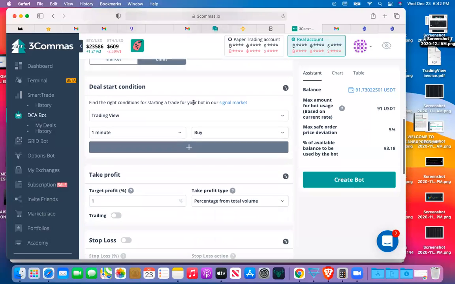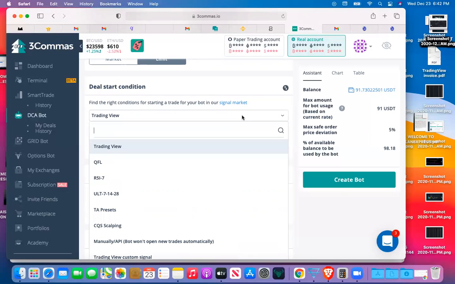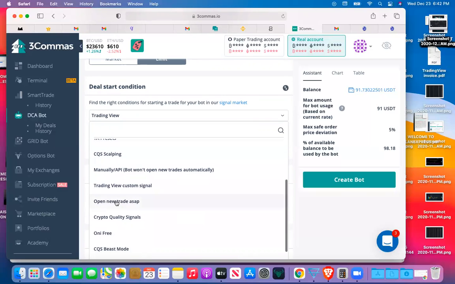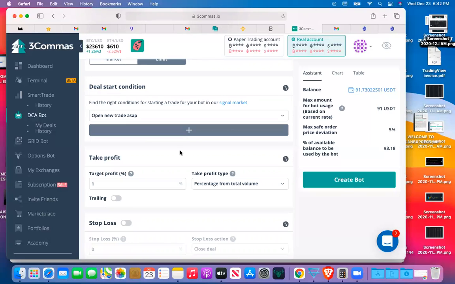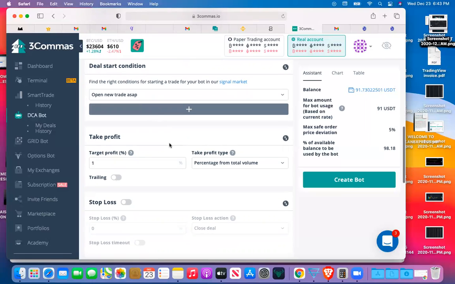Now, there we go. You have different signal markets and all of that. I'm not using them. I'm using as soon as possible. Now I have different signals, but you make your own simple: as soon as possible. Okay. So there we go.